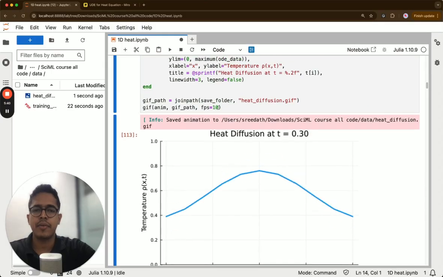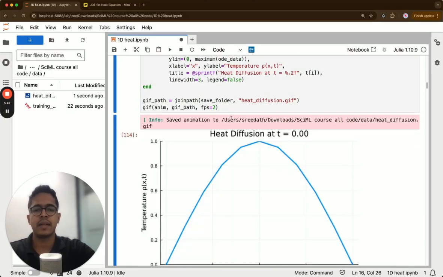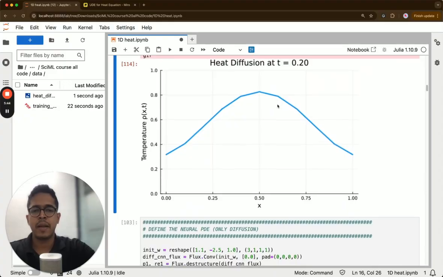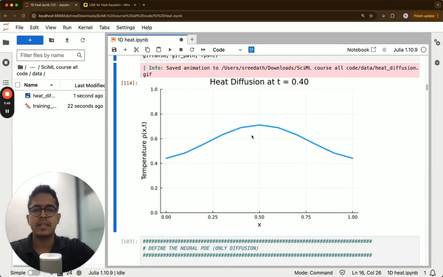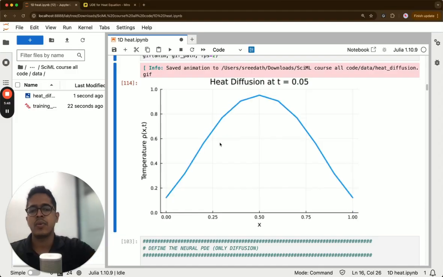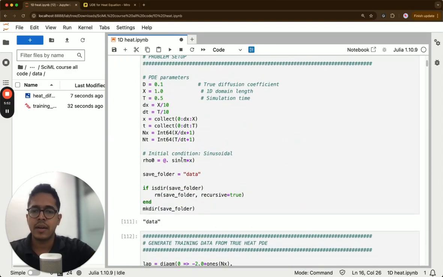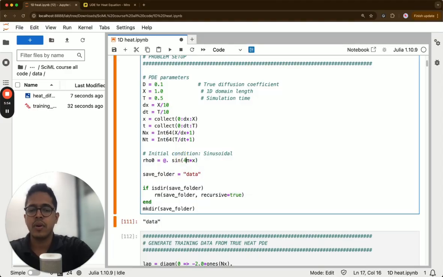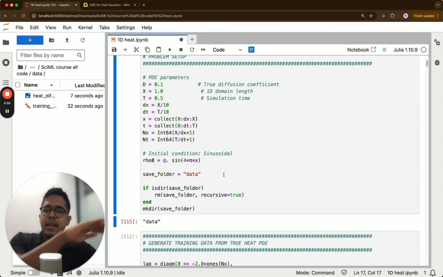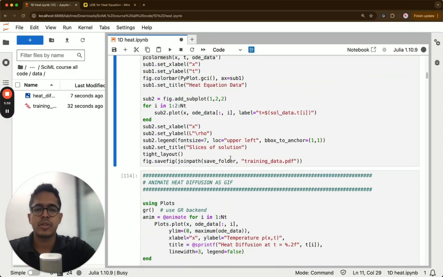You can slow it down if you want by changing the frames per second. So now it will play much slower. This is the temperature evolution. Eventually, it will just flatten out. Then, one more thing: here you can multiply by, let's say, 3 or 4. Then you will see a proper sinusoidal distribution of temperature.